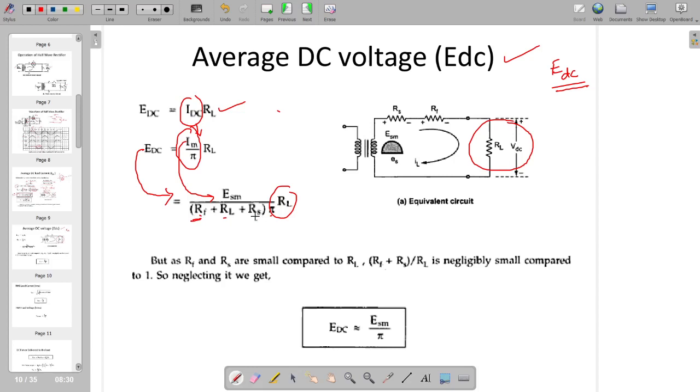The resistance offered by the diode is very low, and the resistance of the secondary of the transformer is also low. So in this case, we will neglect the entire denominator factor. We can write E_DC, the average DC voltage, as E_sm, the secondary peak voltage, upon pi. So this is the E_DC.